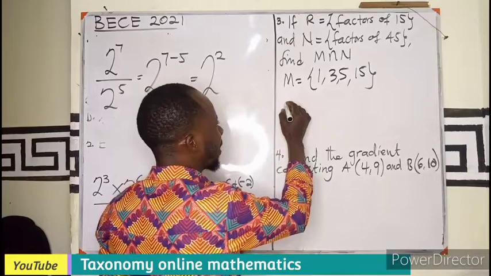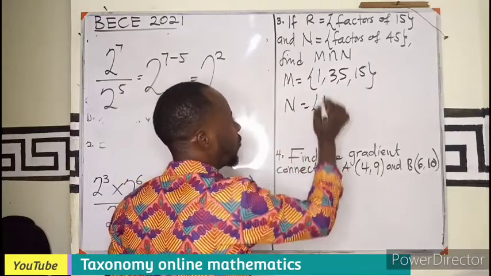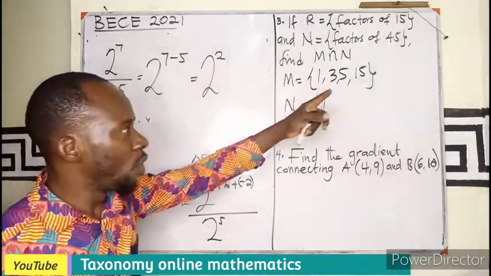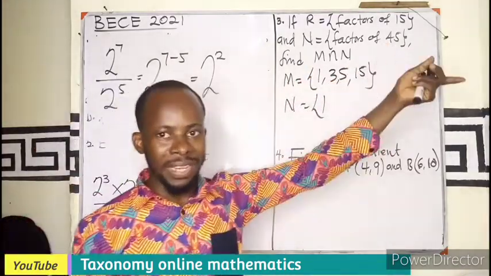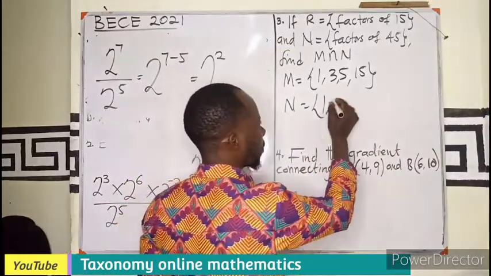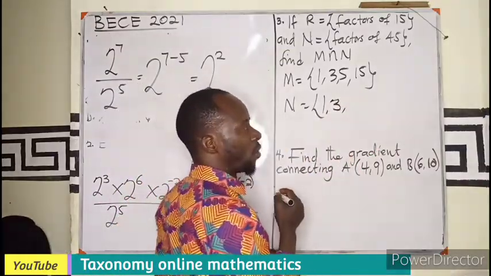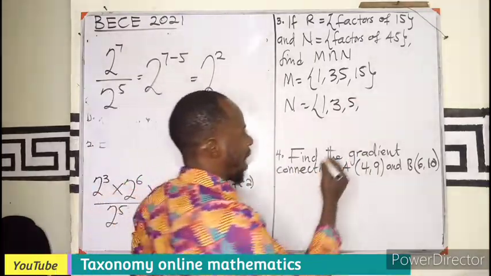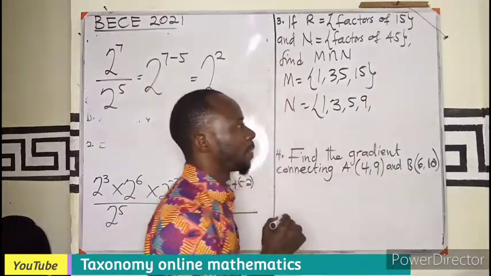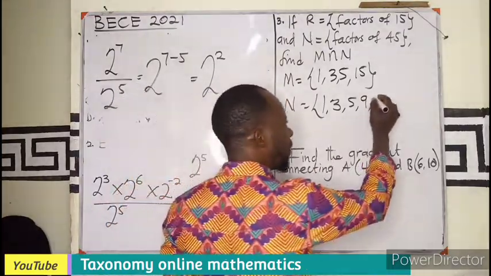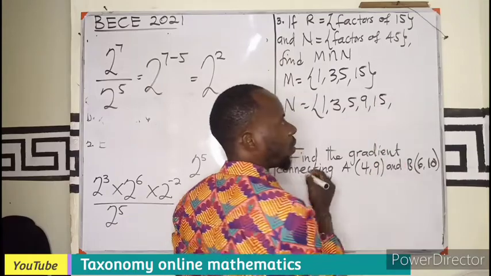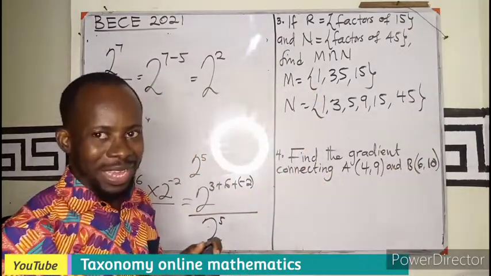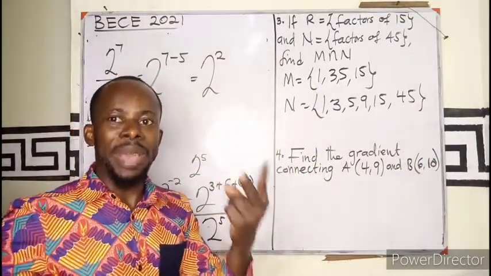Alright. Let's take the N. So obviously 1 will be a factor. We know 45 is an odd number, so 2 cannot divide it. So we go to 3. Obviously 4 cannot go. 5. Then we have 9. Then 15. Then 45. Now, when you are listing, maybe you have to check and see that they are pairs of numbers.